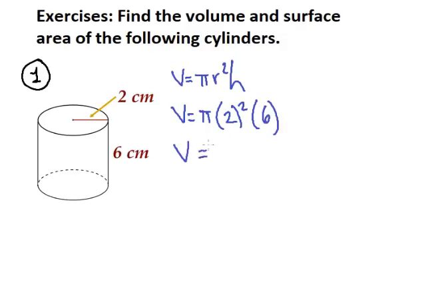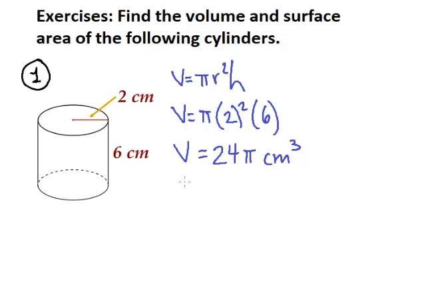Then I'm going to put the answer for this. 2 squared will be 4. If you multiply with 6, that will give you 24. And the pi, you just copy it. That will be what we call the exact answer. You put the units, and the units for volume are cubic units. So it will be 24 pi cubic centimeters.